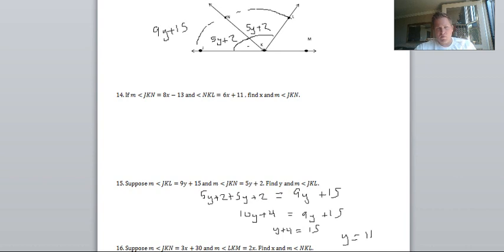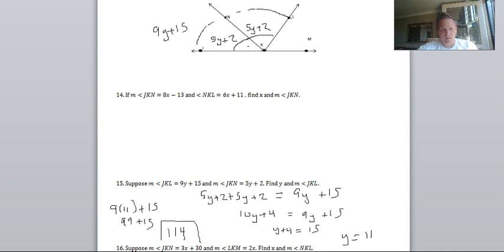Okay, but it wanted to know what JKL was. JKL, so I just need to plug it back in. So it's 9 times 11 plus 15, which is 99 plus 15. And let's just use the calculator just to make sure. We're going to get 114.